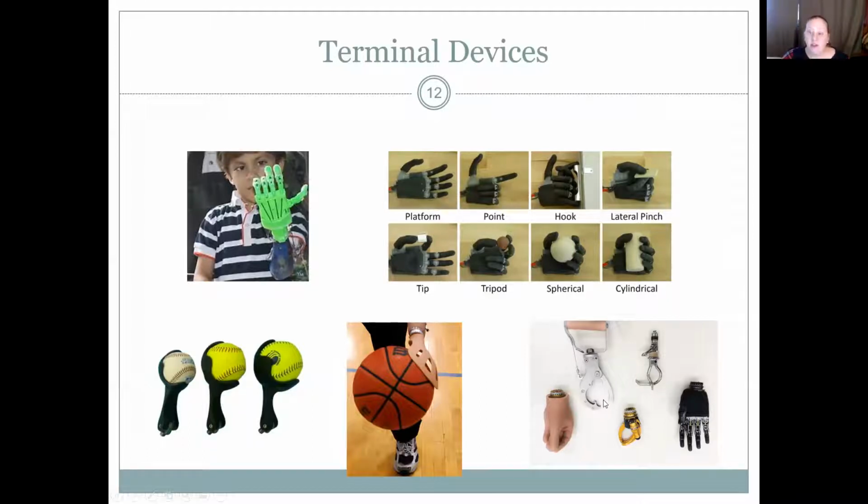These are other terminal hands. Okay. This is a cosmetic hand. You've got various hooks for various activities. Okay. And then another type of robotic hand.